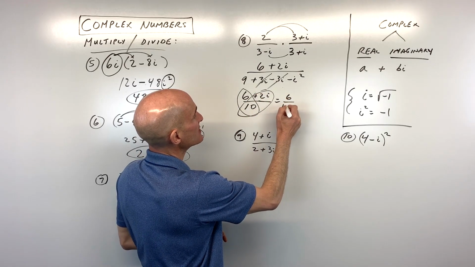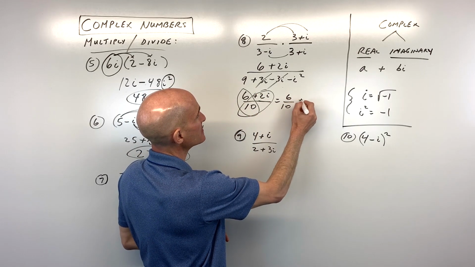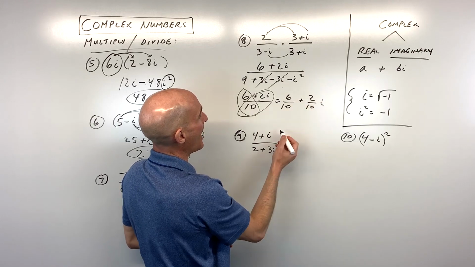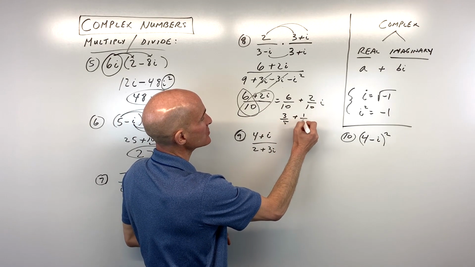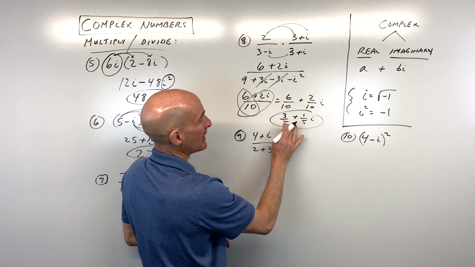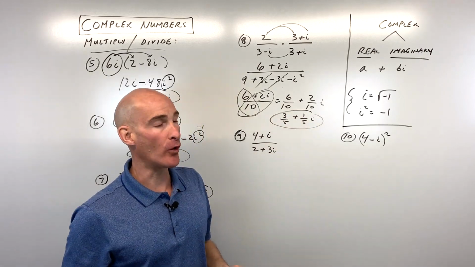So this is really like 6/10 plus 2/10 i, okay? And then you can reduce that a little bit further. So 3/5 plus 1/5 i. That's your a plus bi form, your standard form.